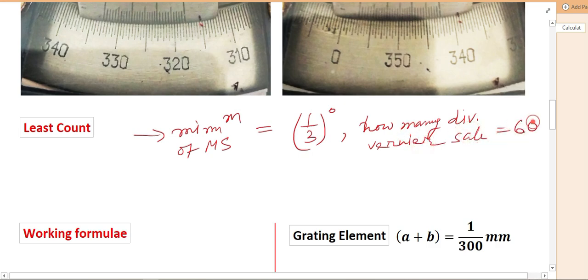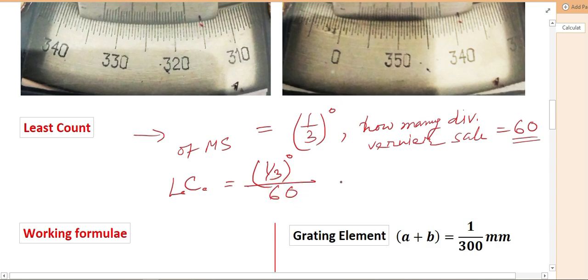We have seen there are 60 divisions. So your least count, LC, is going to be the minimum in the main scale that you can measure, which is 1/3 degrees, divided by how many divisions there are. 60 divisions are there. So your least count is 1/180 degrees, right? So how to take the reading? Once you have calculated the least count, then you can go ahead and take the reading.